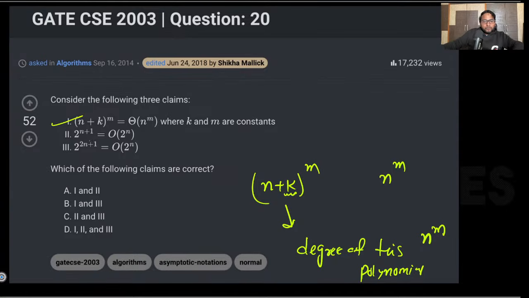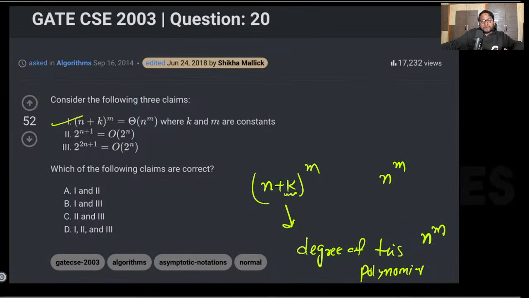This is 2 power n plus 1 and 2 power n. If you compare these two, you can say this is 2 into 2 power n, this is 2 power n. Then this is constant, right? So theta, right? This is actually theta. So in fact, this is theta. So that's okay.